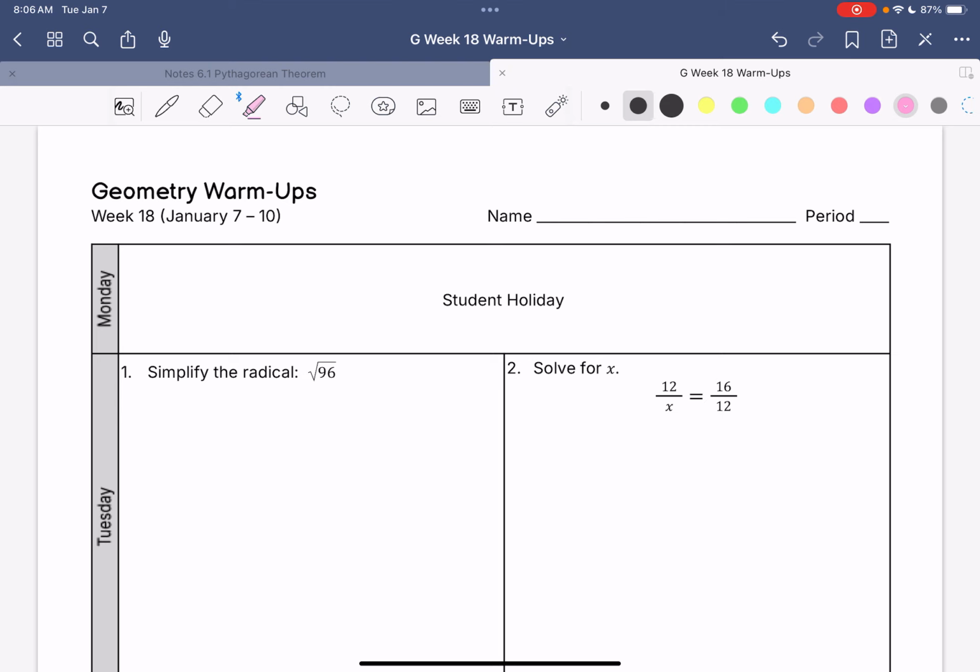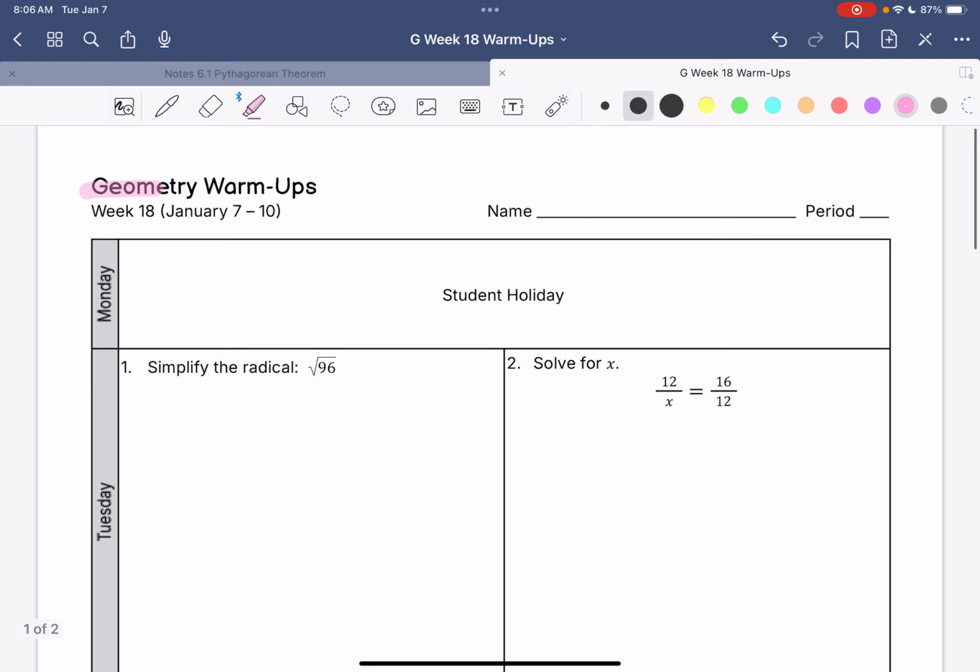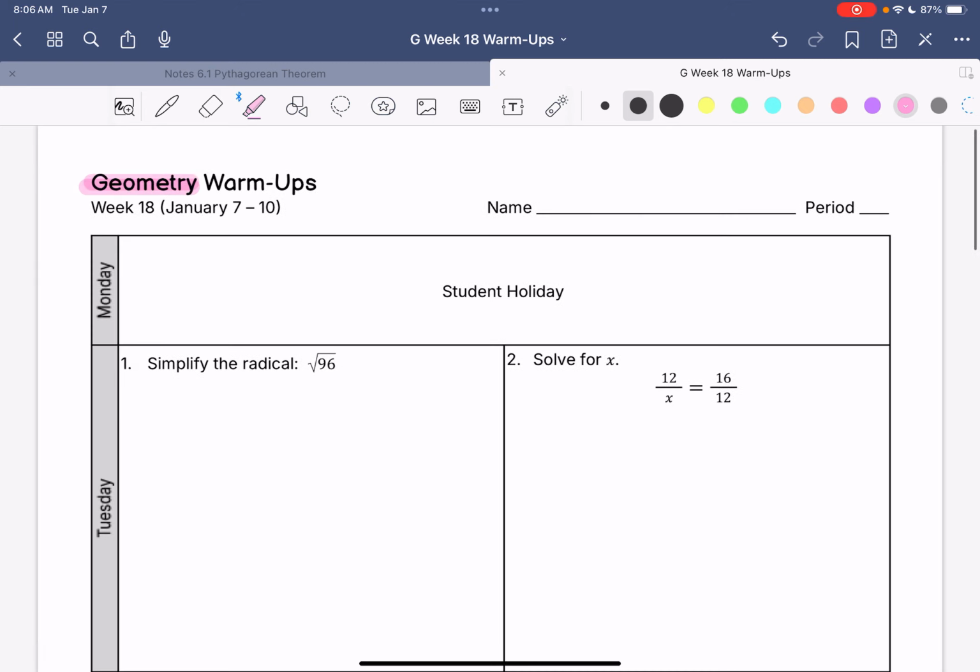So, first thing we're going to do is we're going to go over our warm-up. Please make sure that you picked up the warm-up that says geometry at the top. All of the warm-ups look the same, so it's easy to mix them up. So make sure yours says geometry.